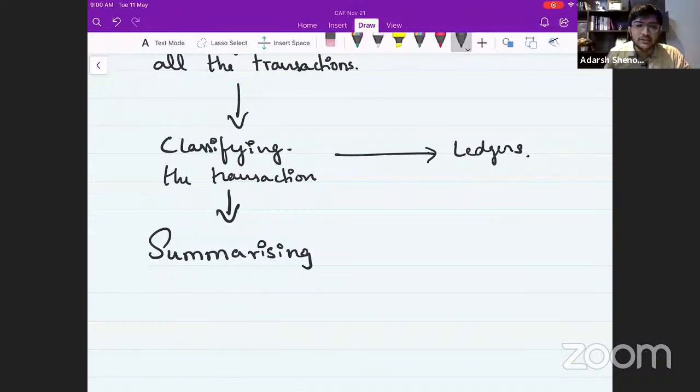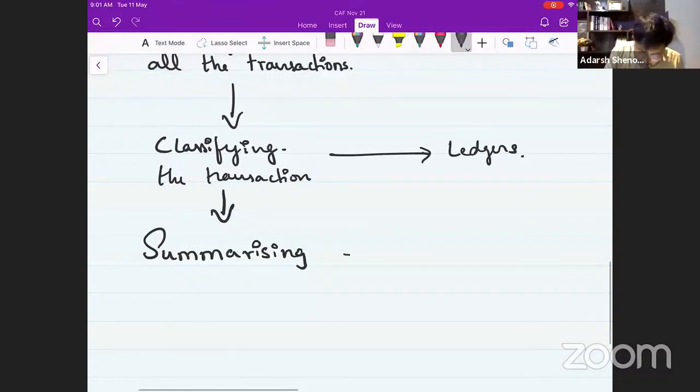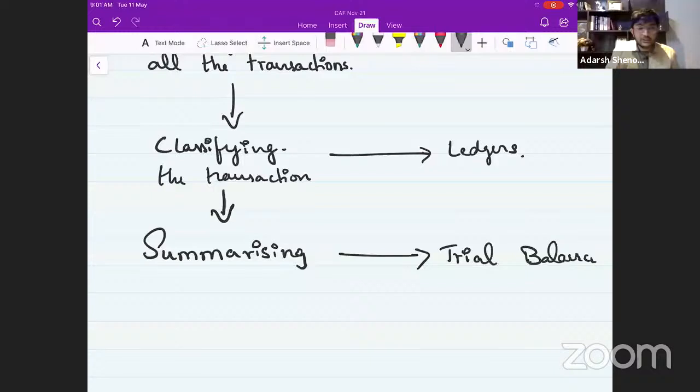Where do we summarize this? What is that summary known as? That summary is known as a trial balance. Okay, it is known as a trial balance. If you're giving wrong answers, don't worry about it. After you listen to this, if you still give wrong answers, then you have to worry a lot about it. But till then, it's fine. Where do we summarize all the transactions? In a trial balance.